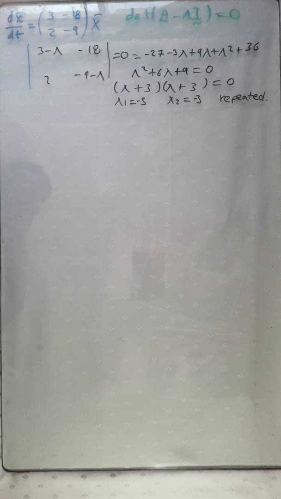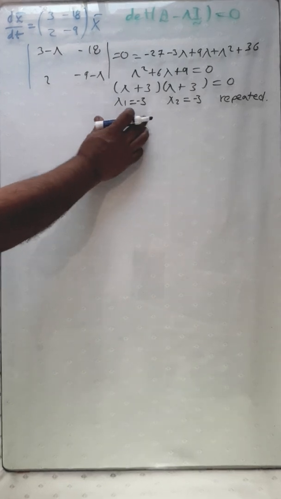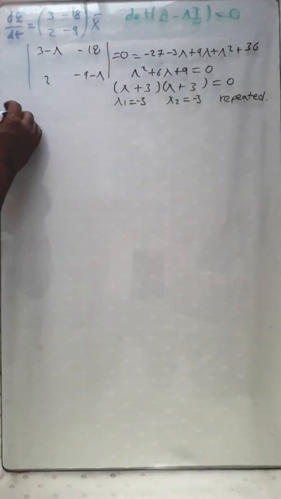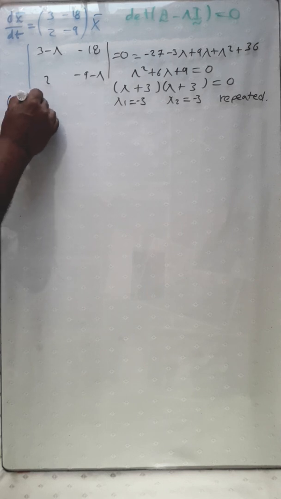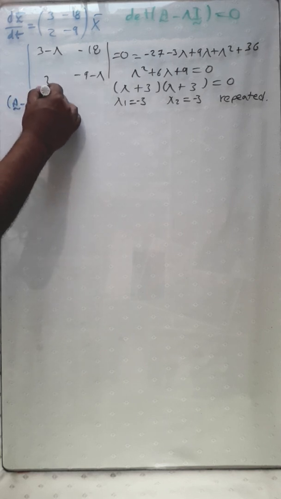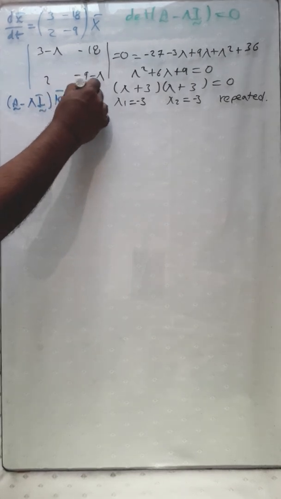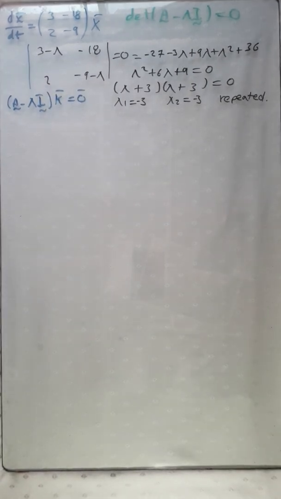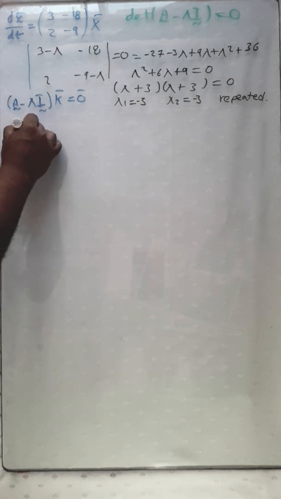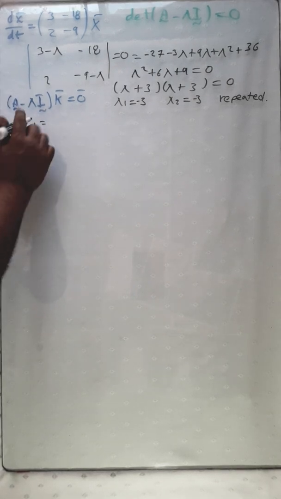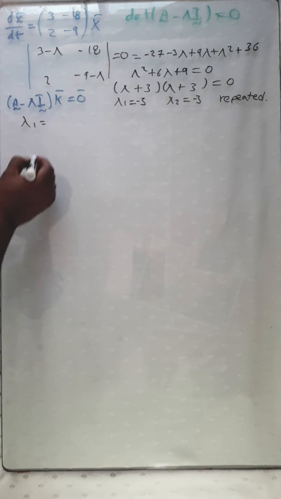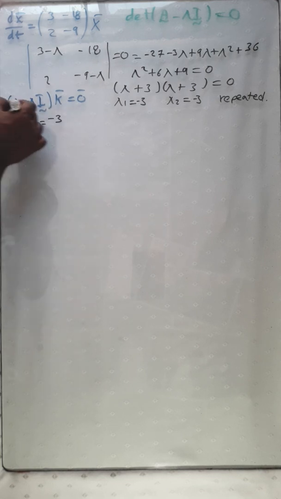The problem will be to find the second solution, but first let's find the first solution. To find the k vector, with this we just found the values of lambda. We are going to use this formula, A matrix minus lambda identity matrix times k vector equal to 0 vector, by replacing the values of lambda. So let's use lambda equal to minus 3. So we replace it here.